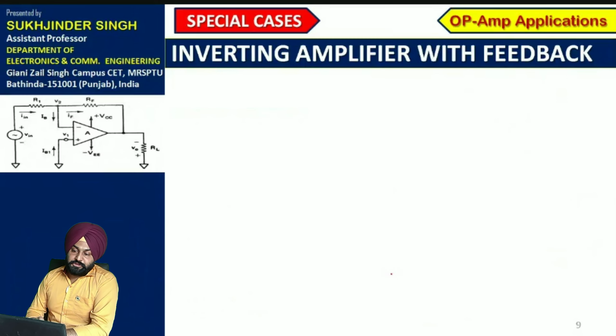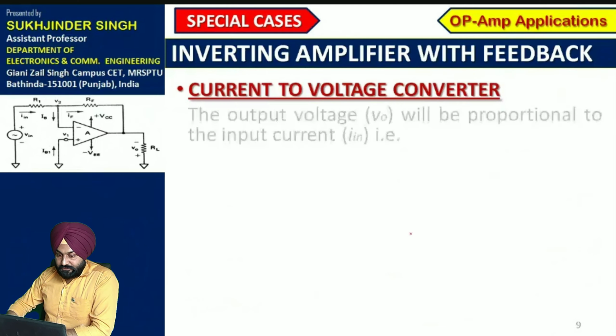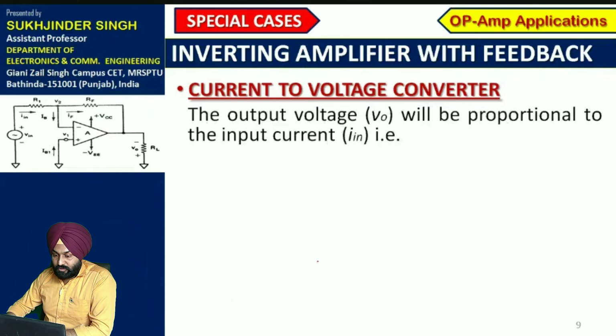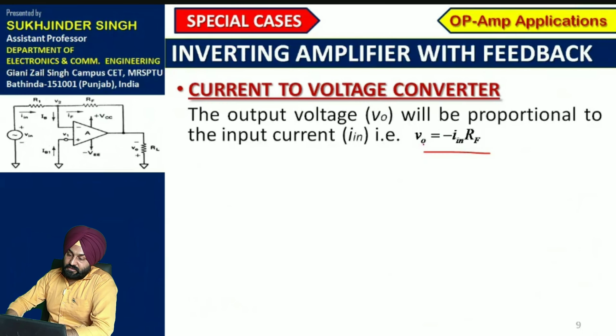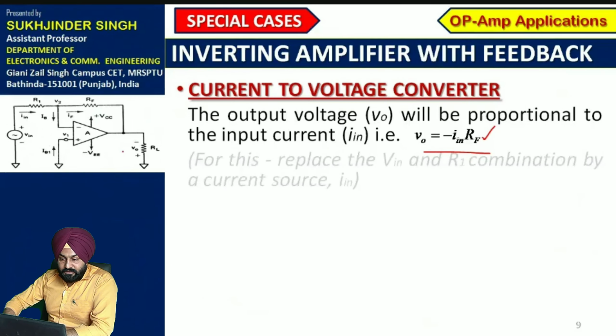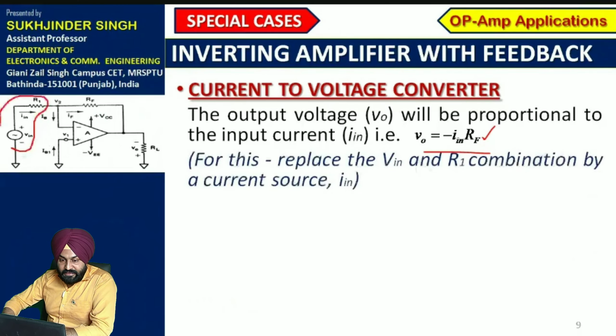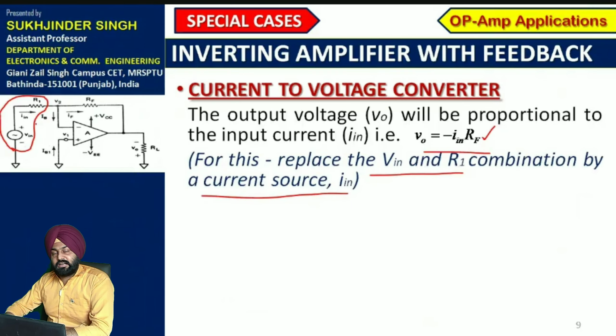Now we are going to discuss two special cases of inverting amplifiers. One special case is the current to voltage converter, that is, its output voltage will be proportional to the input current. After minor modification you can achieve V naught is equal to minus I in into RF. How can we achieve this? For this we have to replace these two components, V in and R1, by a current source of I in. If we replace these two components with the current source, you will get a current to voltage converter.